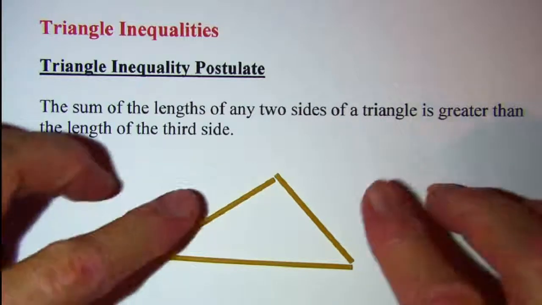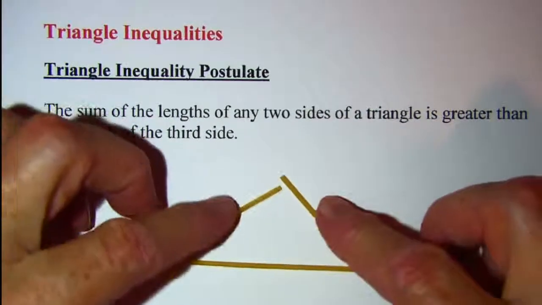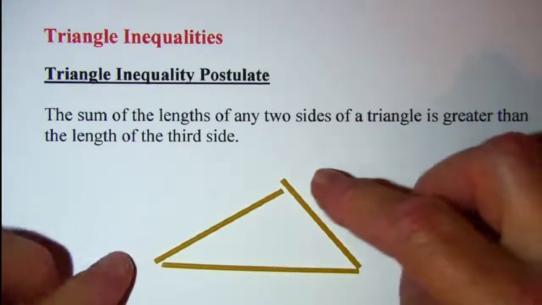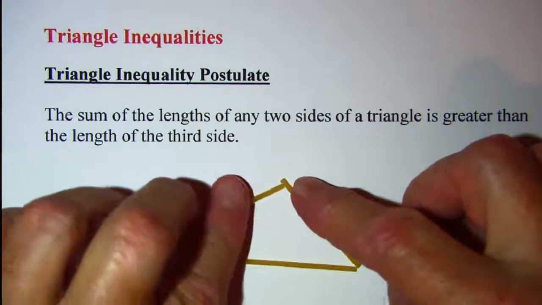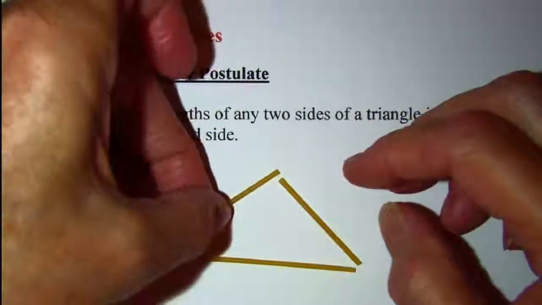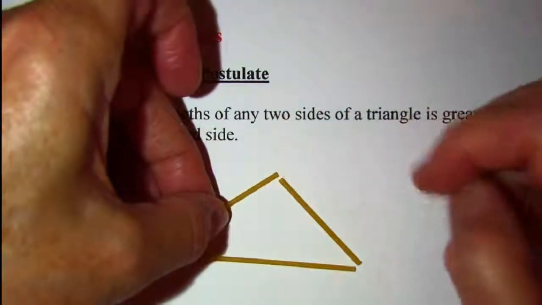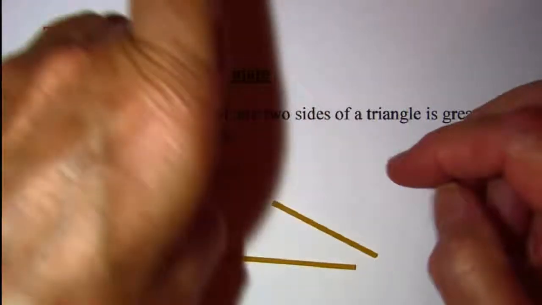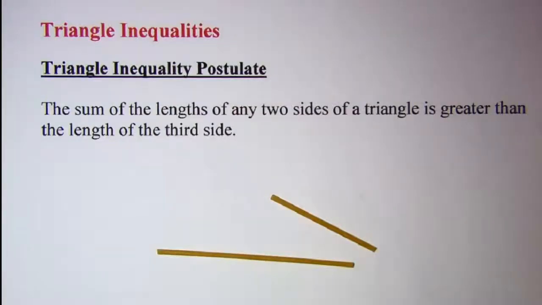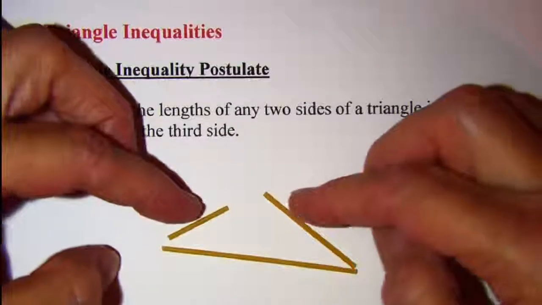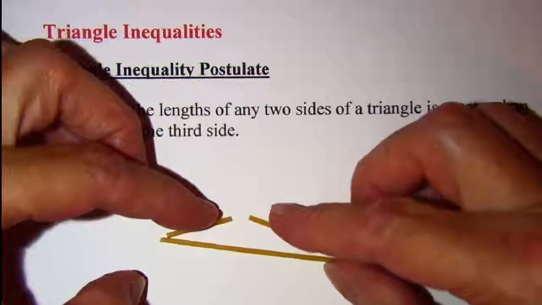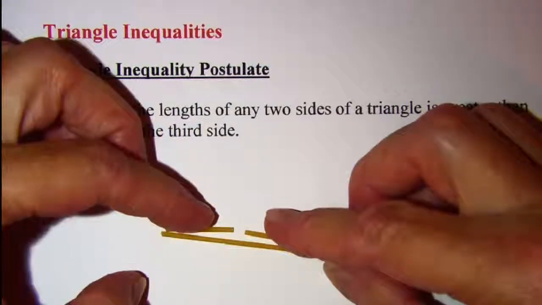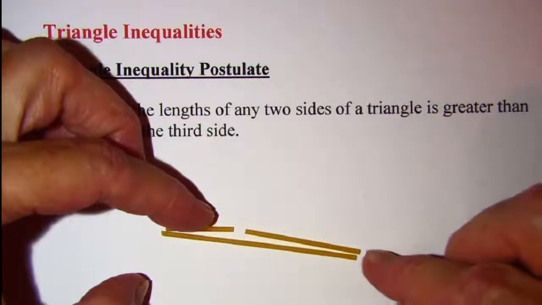Now you'll notice here that I have a triangle formed with three pieces of pasta, and the two sides here are long enough that they meet here at this vertex. Now if I take this piece away and replace it with a shorter piece, you can see that when I bring the two pieces down to try to form the triangle, they won't meet.